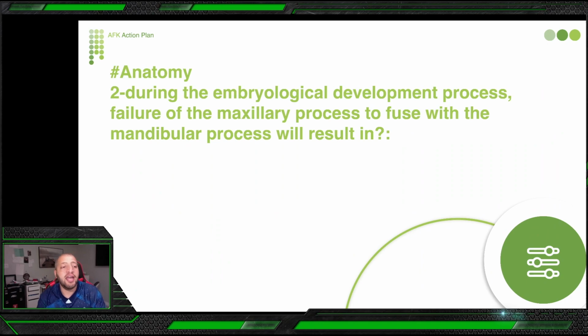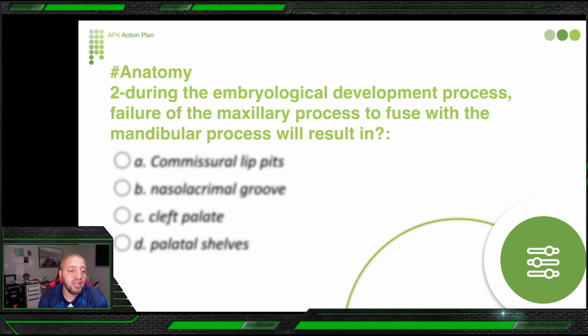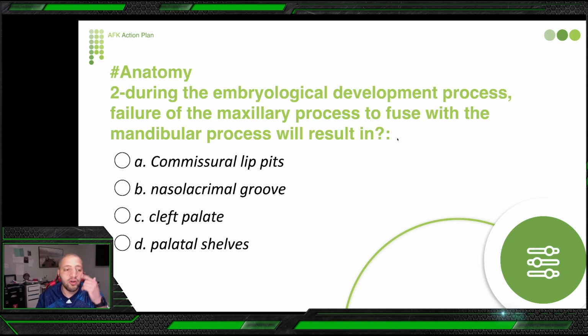The second question is from anatomy. During the embryological development process, failure of the maxillary process to fuse with the mandibular process will result in? This topic is a little annoying, but if you get the concept, it will be easy for you to reach the answer. Most dentists reading this question jump to cleft palate, but you need to read carefully here. He's speaking about the maxillary and mandibular processes. So he's speaking about this and this. If a failure happens here, it will lead to commissural lip pits.